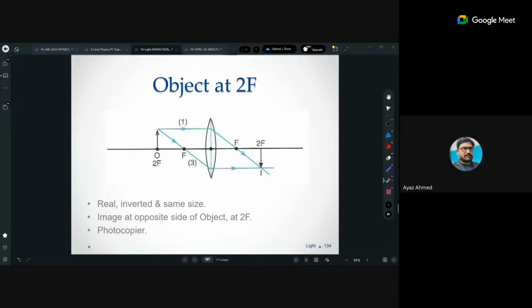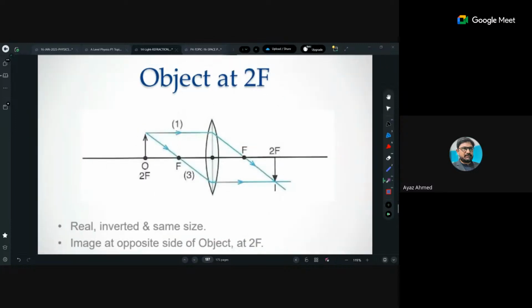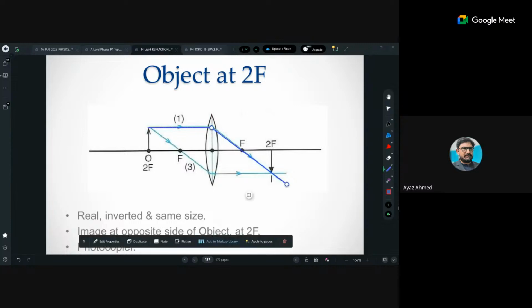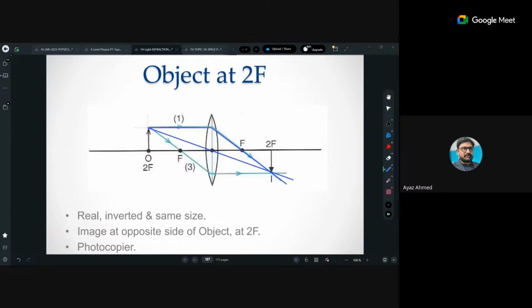Now, when the object is at 2f, what happens? The same ray which is parallel to the principal axis passes through the principal focus. Afterwards, you can draw one ray which passes through the center of the lens in this way, and both of these rays intersect each other at a single point, and there you will get the image. Got it?